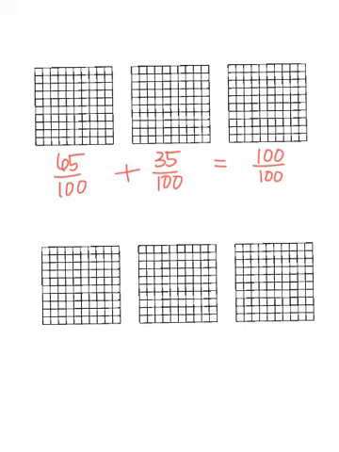And now let's shade in our grid. 1, 2, 3, 4, 5, 6. So each column represents 10, right? Then 1, 2, 3, 4, 5. So there's 65. 1, 2, 3, and 5 would result in us coloring in our entire grid of 100. So 65 hundredths plus 35 hundredths equals 100 hundredths. All right, now I'm going to give you a few seconds to create your own addition equation that will equal 100 100ths.